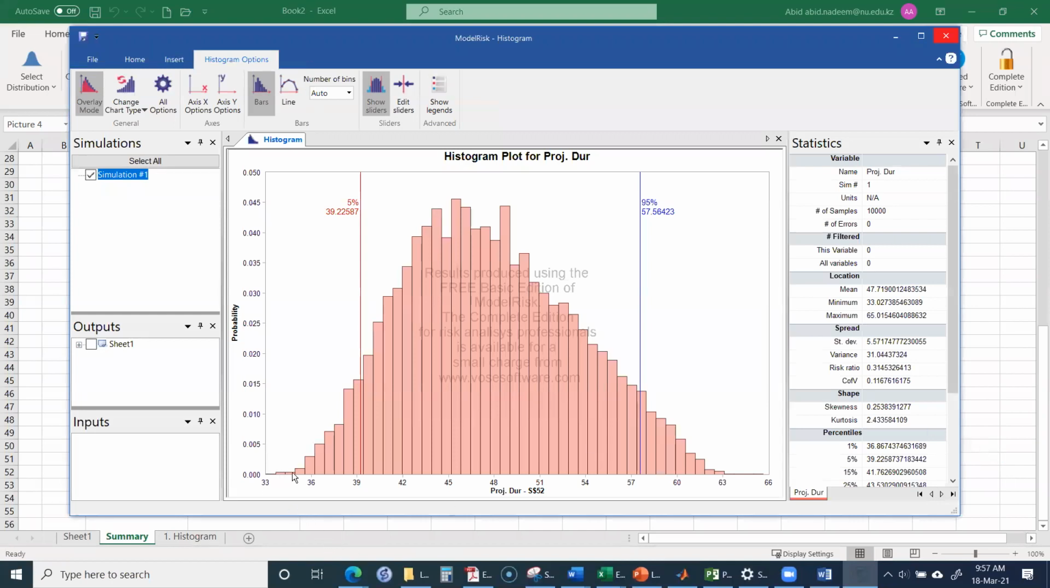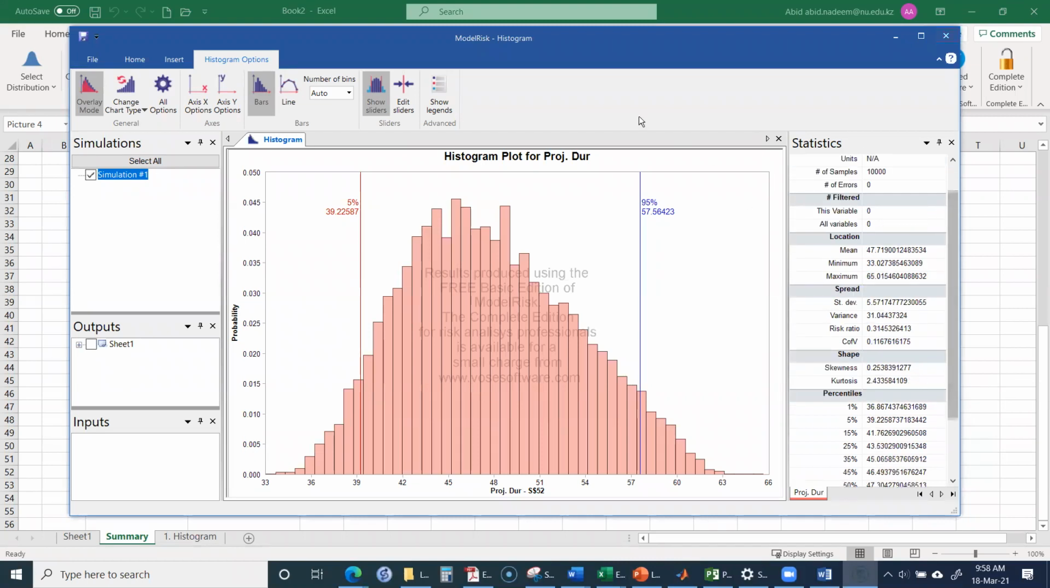So now you can see that the results produced are relatively smoother than before, okay? But the result is almost the same, 47.71 days, with similar standard deviation and these kinds of values. So with a greater number of simulations, you can further refine the results. But generally speaking, after about 10,000 simulations, the refinement in the result is negligible, okay? So in this case, you can use this result.